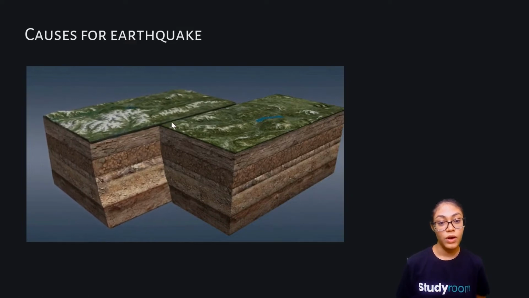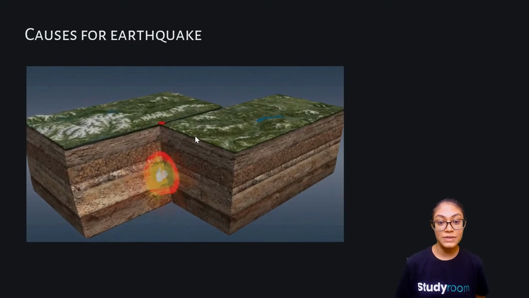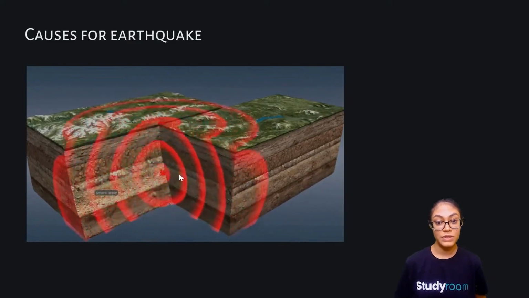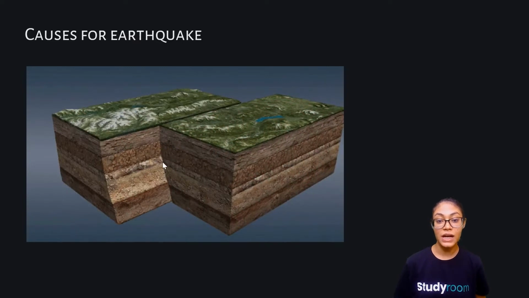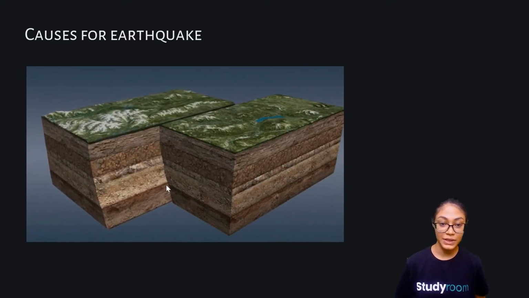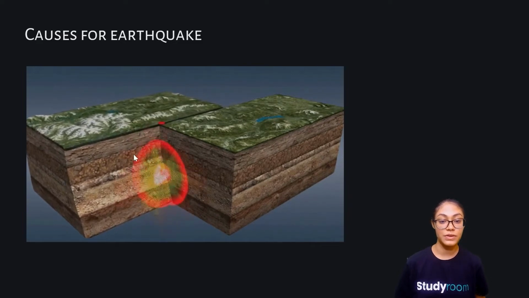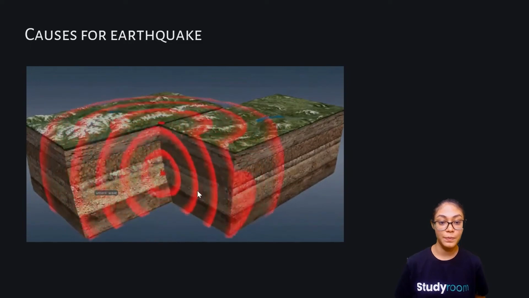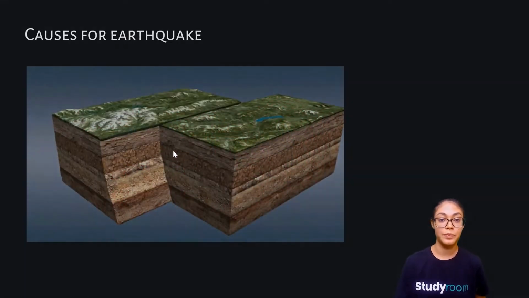So roughly this is how it happens. The tectonic plates collide and then tremors follow, right? Here you can see these are the tremors. So this is the main cause of earthquakes.